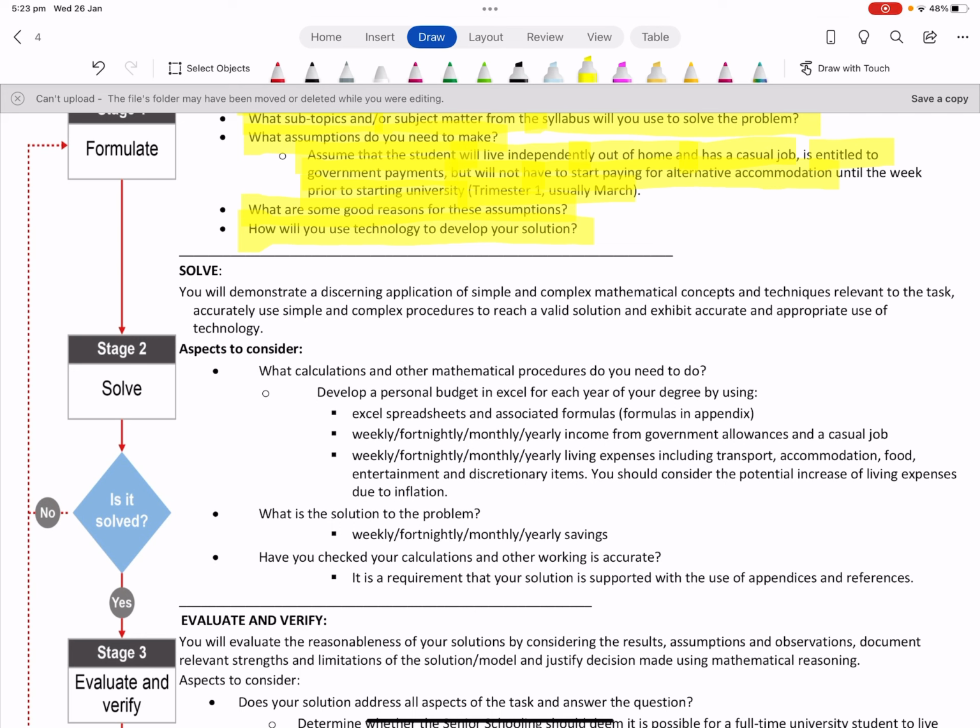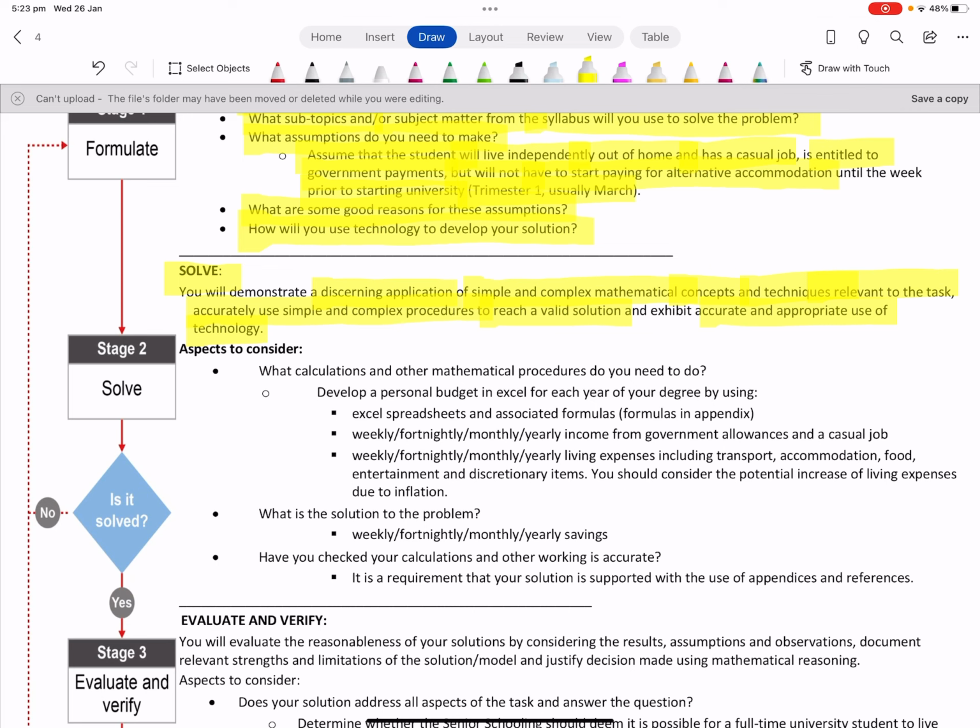So the next section is solve. This is where you will demonstrate discerning application, meaning very well put together application. Now, you may need simple through to complex mathematical concepts that you've learnt in class and techniques that will be relevant to the task. You will also be marked on whether you accurately use these procedures to reach a valid solution and whether you are accurately and appropriately using technology.